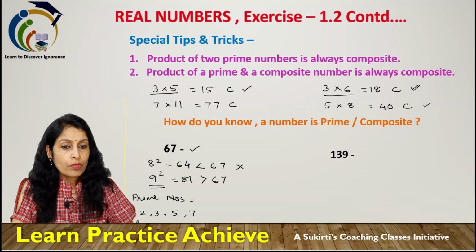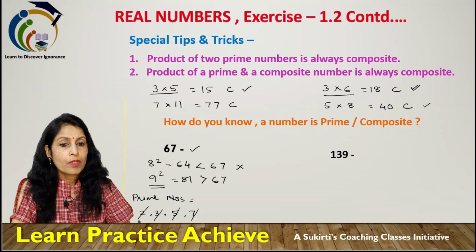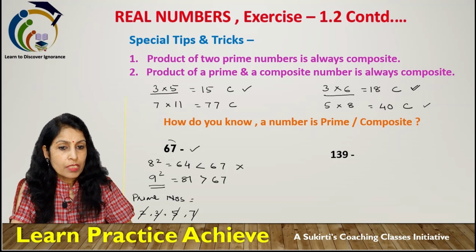So with 2 it is not divisible, with 3, with 5 and with 7. It is not divisible by any of the prime numbers we have taken out. So 67 is a prime number.